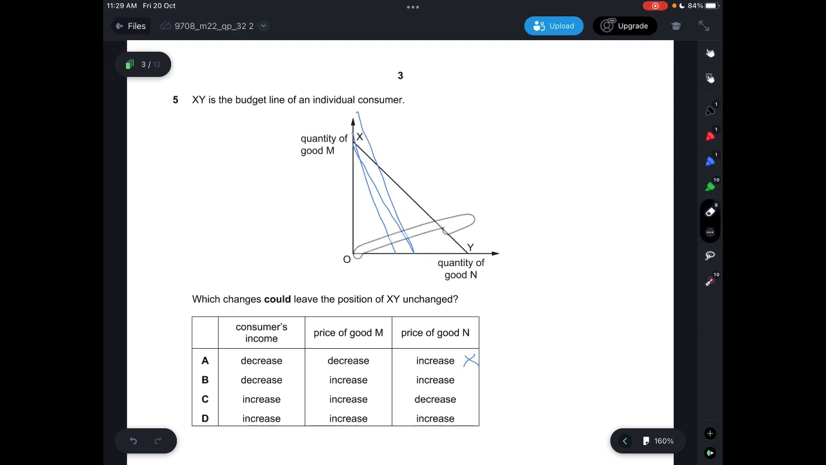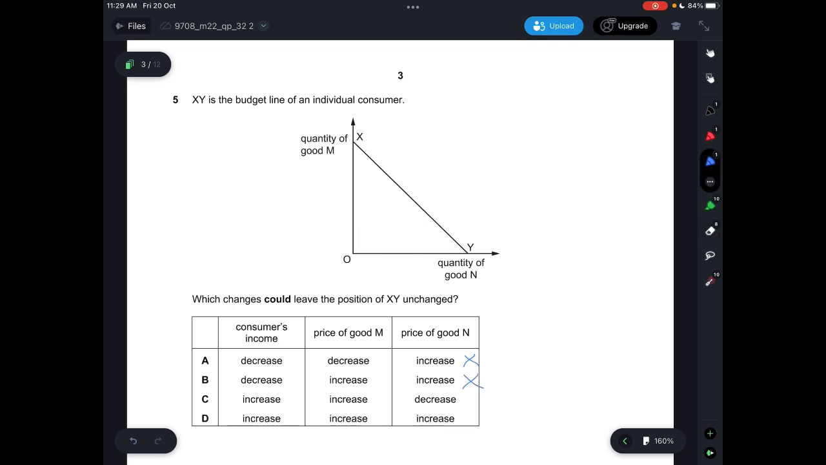Okay. Now scenario 2, which is B, consumer income decreases, so it may look something like this. And then price of good M would then increase. So when price of good M increases, it will become something like this because you can only buy less. Then price of good N increases as well, so you buy less of good N, so it will shift inwards as well. So B is incorrect.